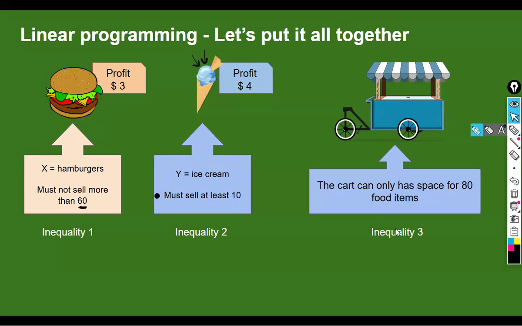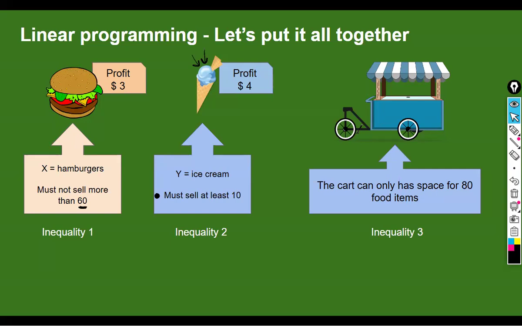So let's just say the ice cream company says they will not supply you with ice cream unless you sell 10 or more ice creams a day. If you sell 9 ice creams a day, you're a waste of time. We're not going to waste our time to provide you with ice cream. Okay? So these are the constraints, right? These are the conditions of our business. The cart only has space for 60 hamburgers, and we have to sell 10 or more ice creams a day.